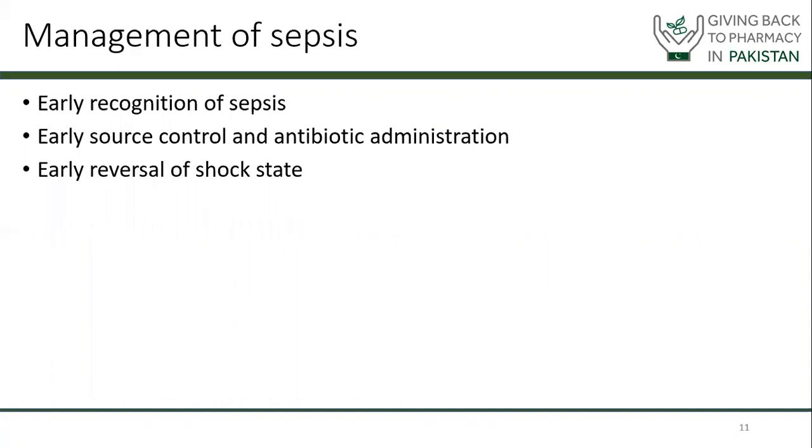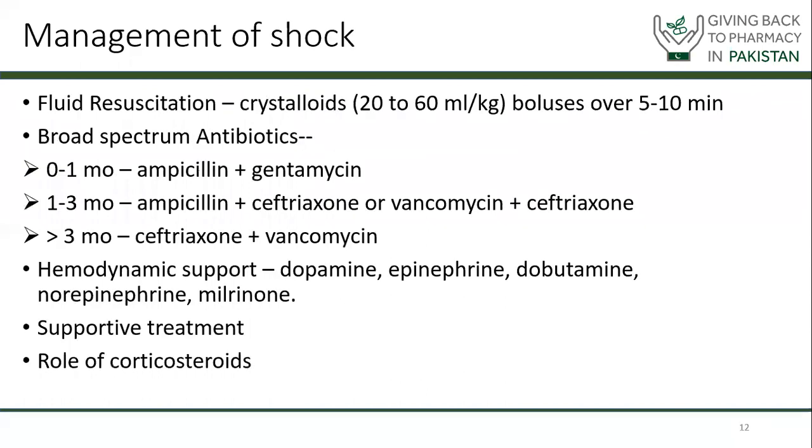Like if the patient is depressed, if a patient needs airway management, or if a patient needs ventilation, all these things should be considered while managing a patient with sepsis. So first of all, if a patient is admitted with sepsis or septic shock, fluid resuscitation is the first step. We usually give crystalloids, normal saline 0.9%, or Ringer's lactate. 20 to 60 ml per kg boluses are given over 5 to 10 minutes. Broad spectrum antibiotics are started, but before that, cultures are sent.